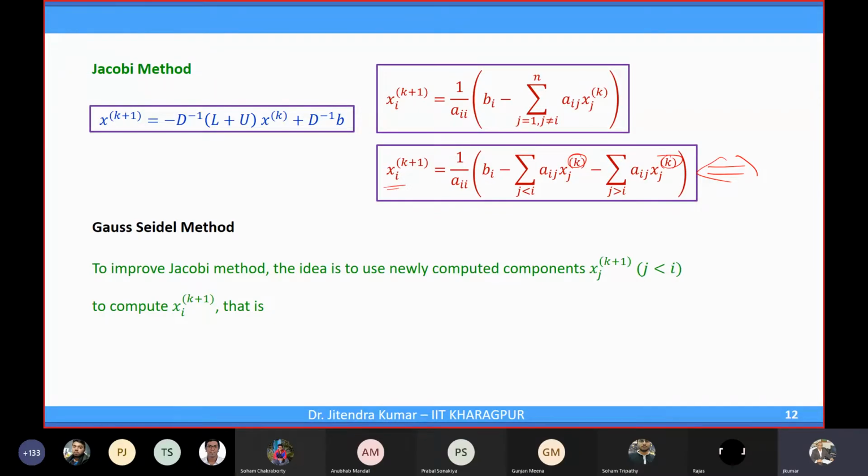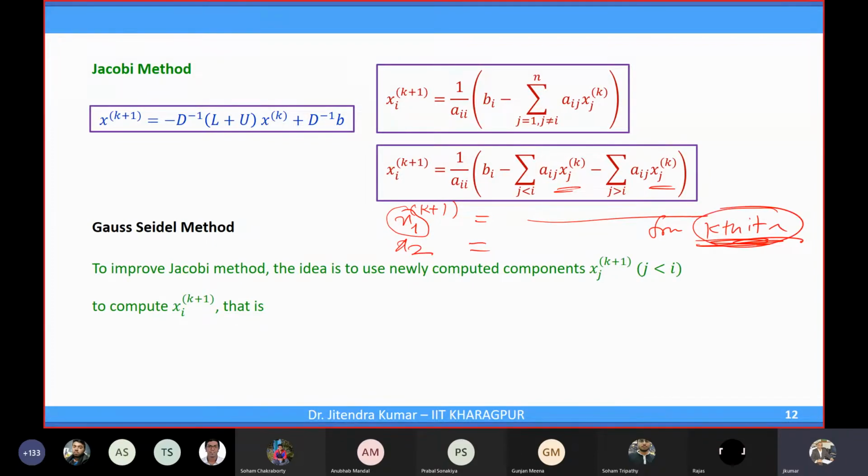Is that clear? Can you please explain this formulation again? Yes, sir. So for instance, when I am computing x1 now at the k plus 1th iteration, this formula will use everything from the kth iteration. All the x_j, whatever is being used, are used from the kth iteration. When I am computing x1, I don't have anything new, since it is the first component I'm computing. So naturally, I will be using previous iteration values.